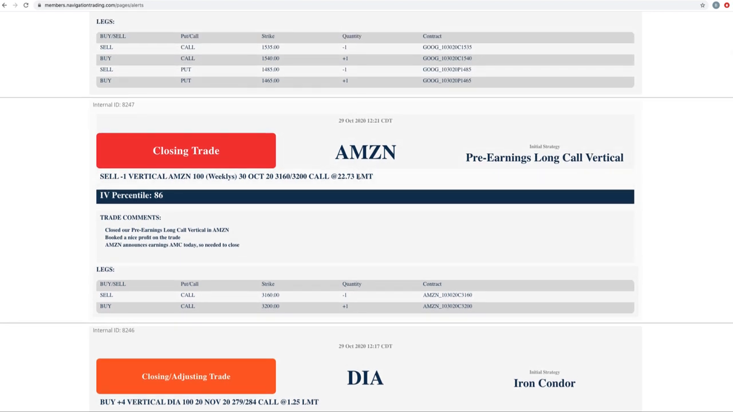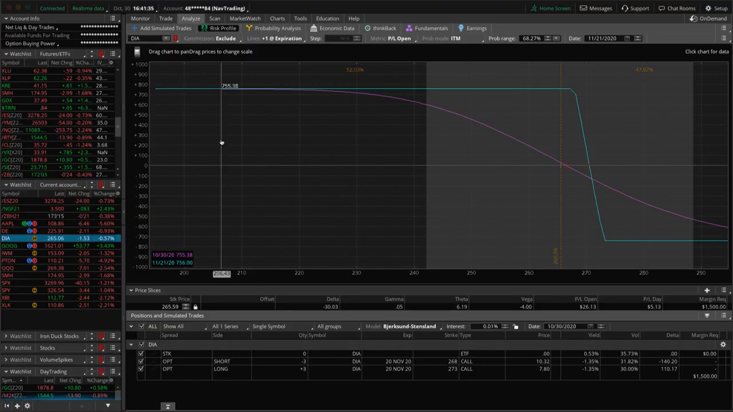Next trade, Amazon. This one was a pre-earnings long call vertical. So instead of a pre-earnings long call, Amazon is such a big stock that we just did a call vertical. Got not the bounce that we had hoped, but still were able to book a profit.